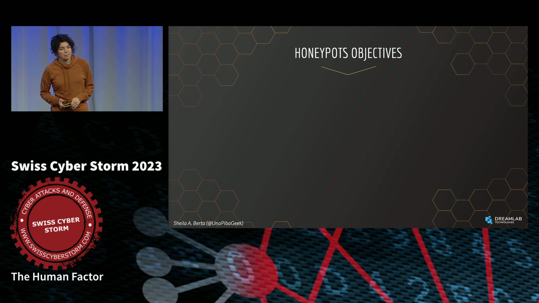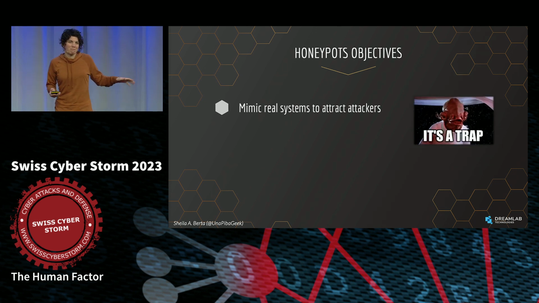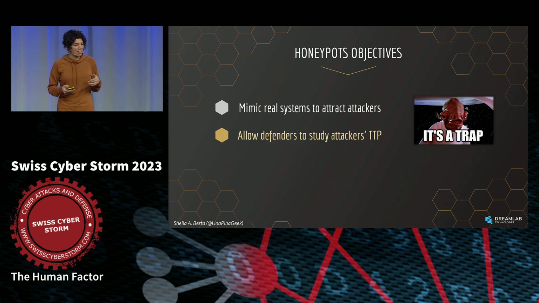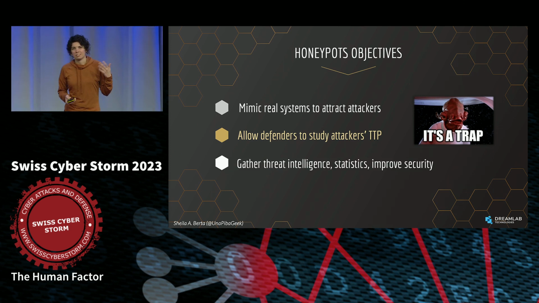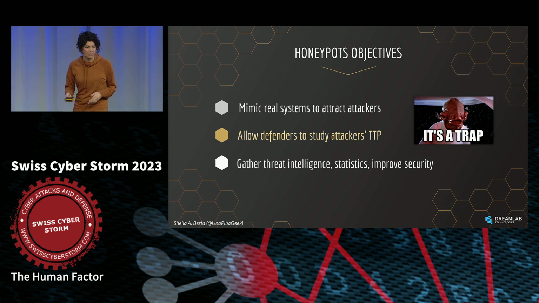So, honeypots. Honeypots mimic real systems to attract attackers. They can be vulnerable systems on purpose, or just services connected to the internet waiting to be attacked. But it's a trap for the attackers. So the idea is to allow defenders to study the attacker's TTPs, or tactics, techniques, and procedures. So every movement or interaction with the honeypot is recorded or logged for further analysis. So the goal is to gather threat intelligence and statistics, and maybe improve the detection mechanisms, like, for example, creating a Yara rule to detect a new attack that was identified in the honeypot, right? So that's the use case.